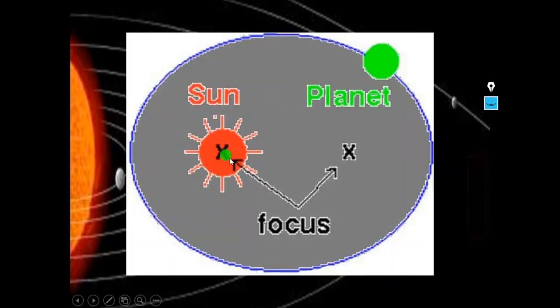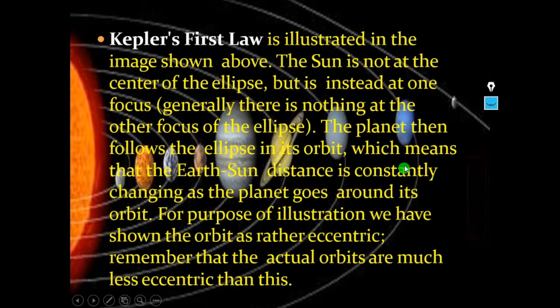See, these are the two foci of the ellipse. There is the sun here, and the planet is revolving around the sun in an elliptical orbit. Kepler's first law is illustrated in the image shown above. The sun is not at the center of the ellipse. The sun is instead at one focus. Generally, there is nothing at the other focus of the ellipse. Only on one of the foci is the sun there, but at the other focus there won't be anything.